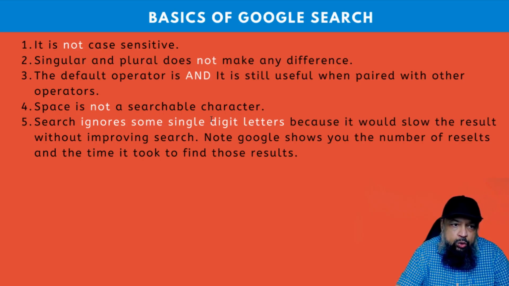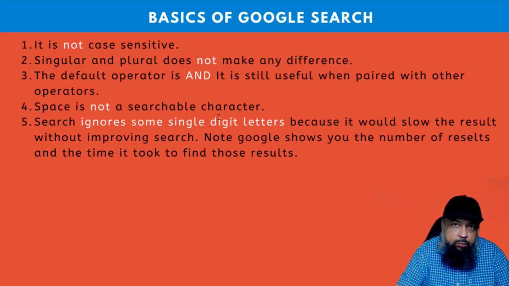The fourth point is about space. Space is not a searchable character. So if you put something like simple letter A, B or C, you will get some results. But if you put space and press enter, you will not get any results in Google. Now the fifth point is related to this fourth, that sometimes Google ignores single letters in your search term. This is the time when Google thinks that it will slow down the result process and it will not improve the quality of the results. So in that case, Google also ignores single letters.